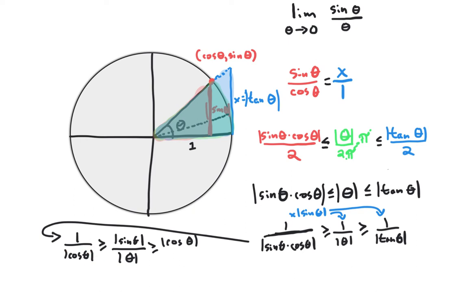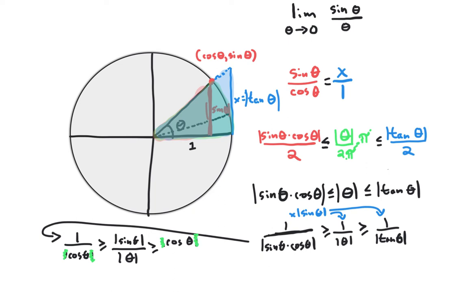Cosine is definitely always positive around 0. Cosine of 0 is 1, and cosine of stuff around 0 is still positive, but just less than 1. So we know it's always going to be positive in the range we're looking for. So I can just mark out those absolute values. We don't need them. Same with the ones on the right-hand side here.